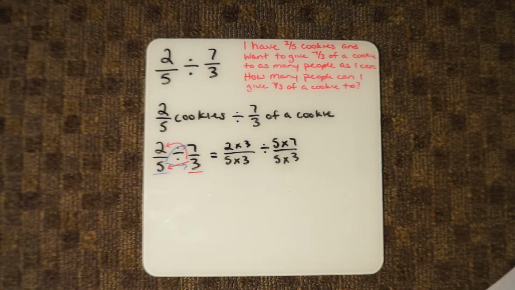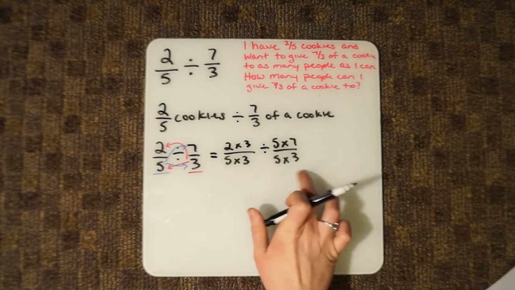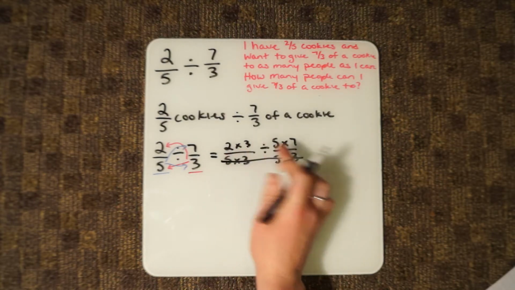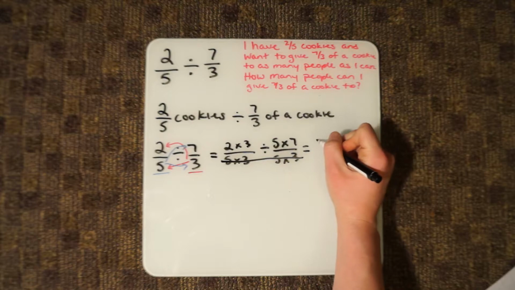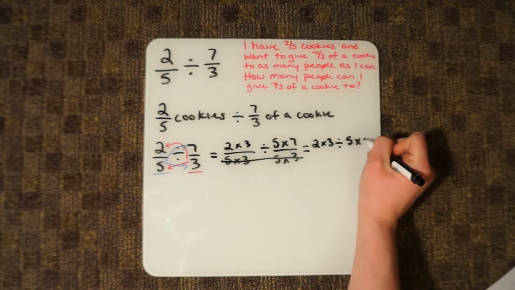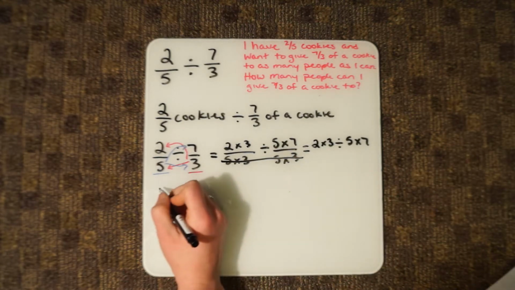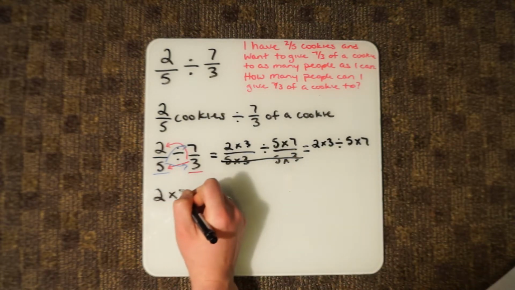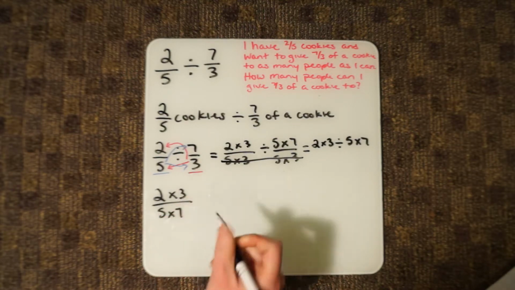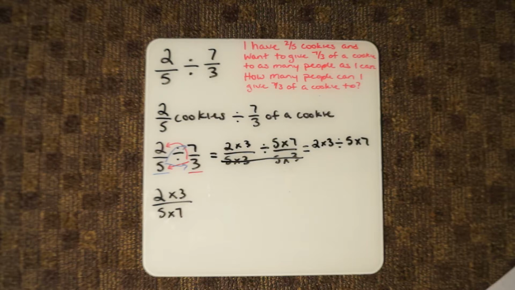Since both fractions could be split into 15 equally sized pieces, we can disregard the denominator right now and focus on the top. So that will give us 2 times 3 divided by 5 times 7. Now we'd rewrite that in fraction form as 2 times 3 over 5 times 7. And you can see that this is now an integer problem.